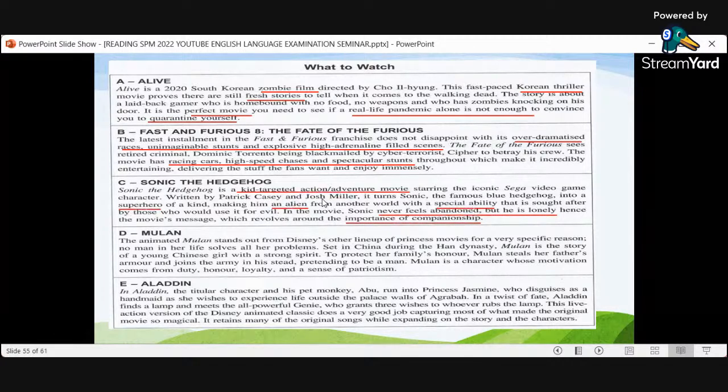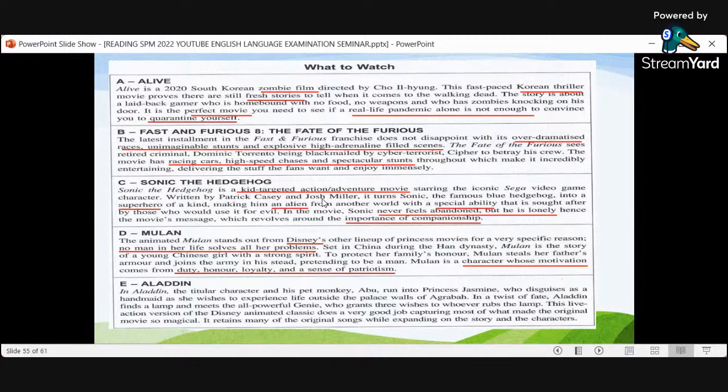And then you got Sonic the Hedgehog. It's a kid targeted action adventure movie. It's talking about a superhero, a blue hedgehog who becomes a superhero of a kind, making him an alien with special ability. And Sonic never feels abandoned, but he is lonely, and the importance of companionship. And then Mulan, I'm sure you all have watched Mulan. It's a Disney princess movie with a specific reason.